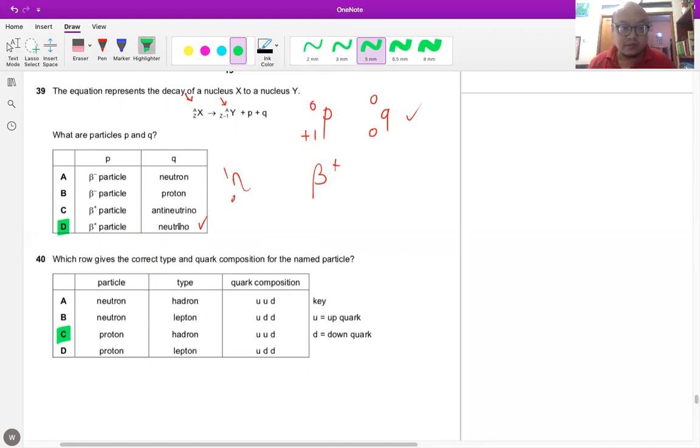Neutrino, not neutron. Okay, the last one, number 40. Which row gives the correct type and composition for the named particle? This is proton, hadron. What component? Type and, see, I still don't know. This is up quark, down quark, up and down. Yes, okay, I think that's it.